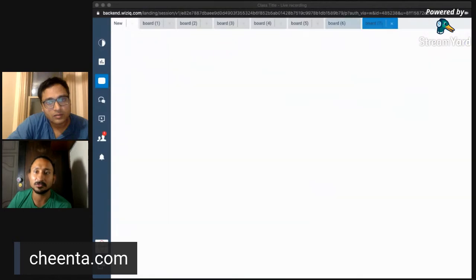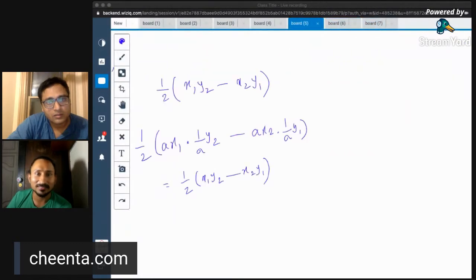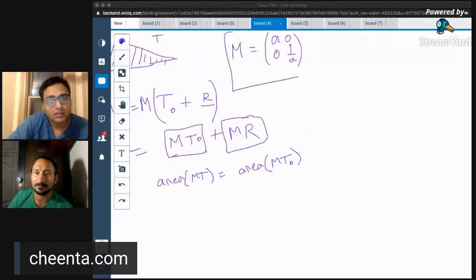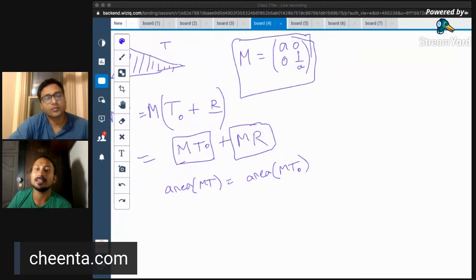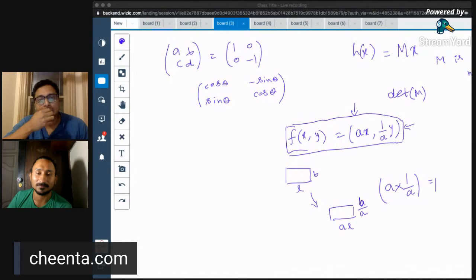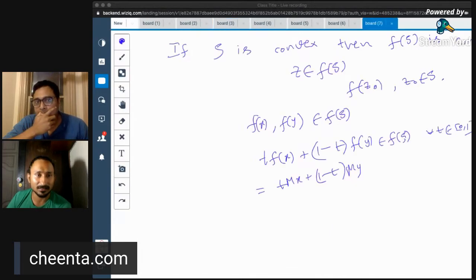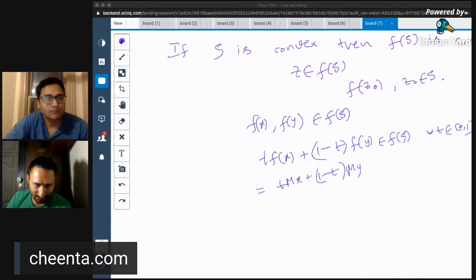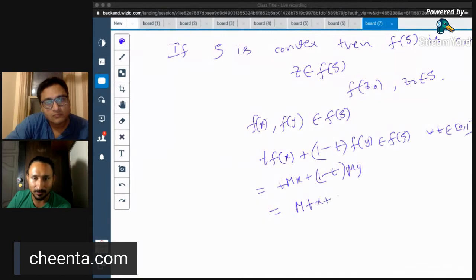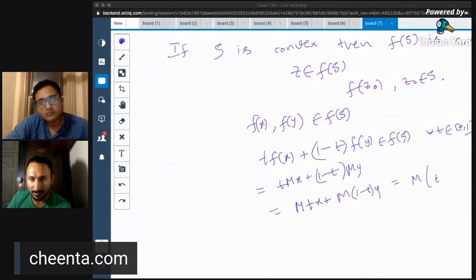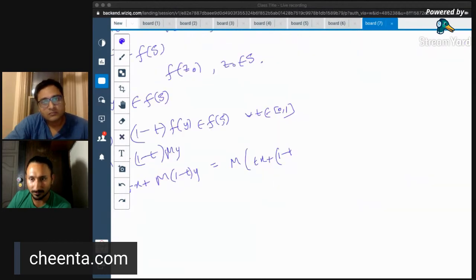What is m? Just to remind you, m is this: (a, 0), (0, 1), which is a nice way of writing this function. You can easily check that this is the same as m(tx) plus m((1 minus t)y), equal to m of (tx plus (1 minus t)y), equal to f of (tx plus (1 minus t)y).